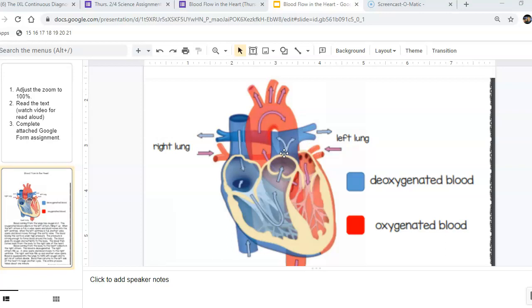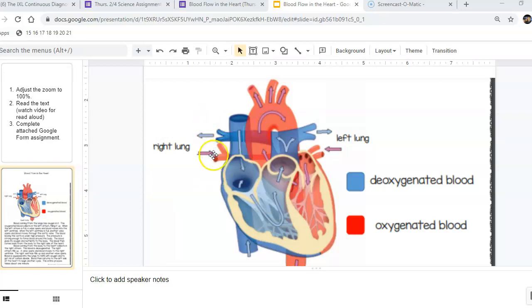Veins carry blood to the heart. It's blood flowing into the heart, towards the heart. So this is the superior vena cava here. That is a vein. Inferior vena cava, vein. This is carrying blood from the rest of the body back into the heart.